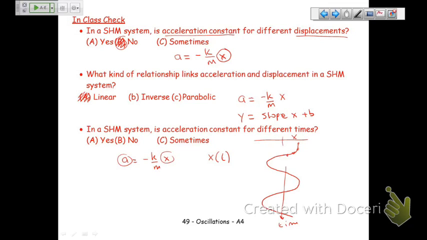I suspect the people who said A said, oh, t's not in my equation. And it's not. But X depends on t. So again, it's making the equations your servant. You're not there to feed the equation with numbers. The equation is there to give you insights. And so it's pulling these things apart. It's just a shorthand expression for things.